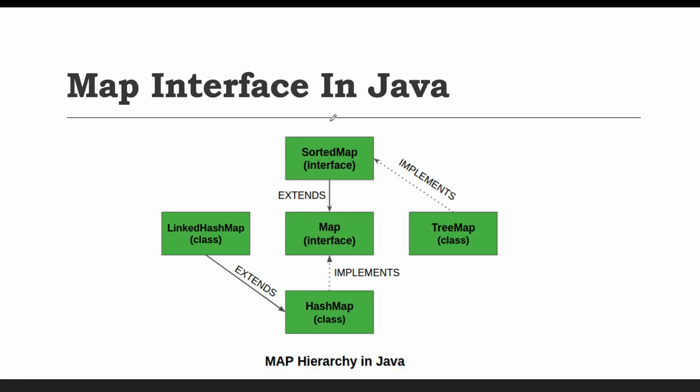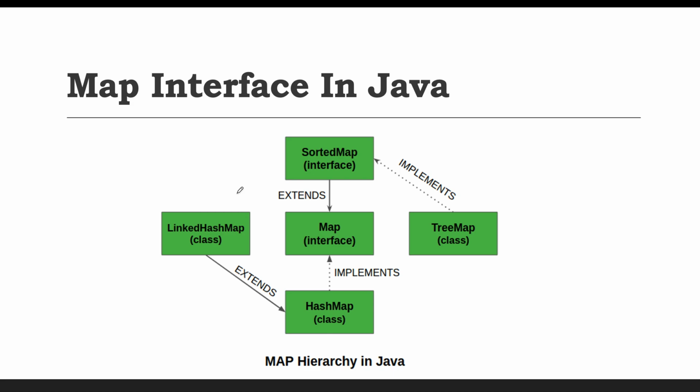So first, let's understand the hierarchy of the Map interface. We have seen the Collection interface in our previous video. The Map interface is similar to the Collection interface. It is also a part of the collection framework, but it is not an extension of the Collection interface. It's a separate interface which provides the facility to store values in a key-value pair.